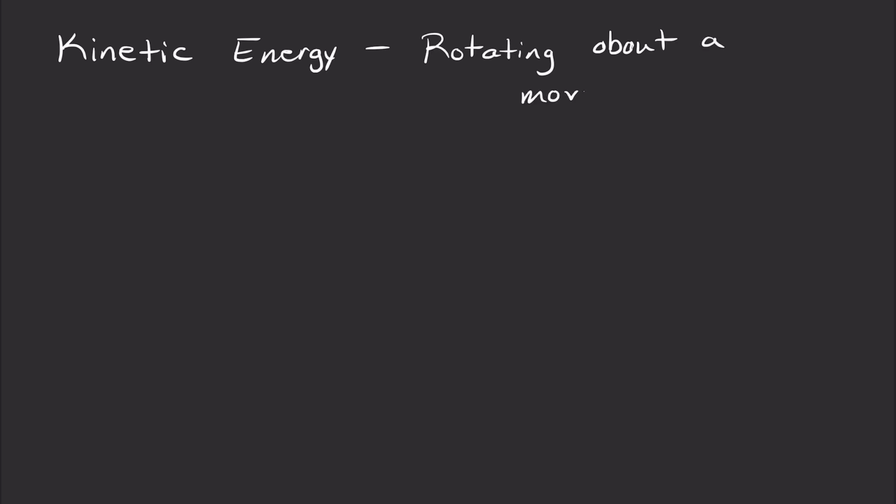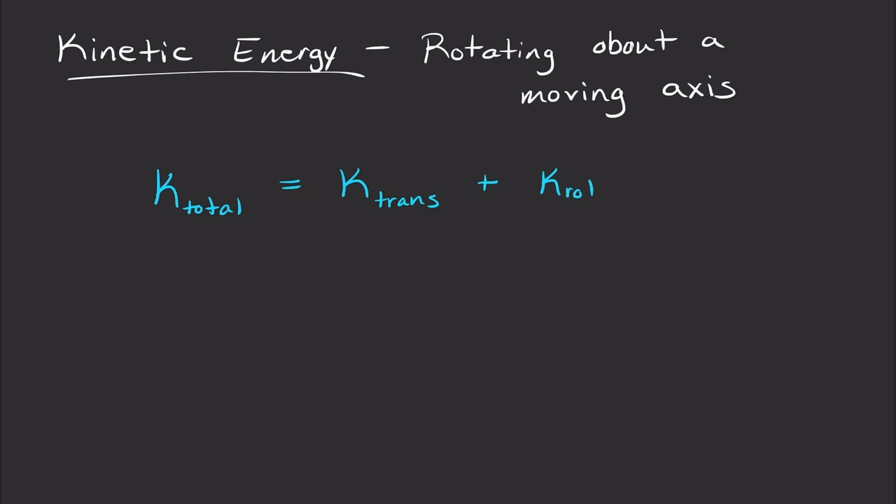So let's talk more about kinetic energy. If an object is rotating about a moving axis, so not only is it rotating, but the axis itself is moving, so that means it is also translating, then your total kinetic energy is going to be a combination of the 2 types of kinetic energy we saw before. You're going to have both translational kinetic energy and rotational kinetic energy.